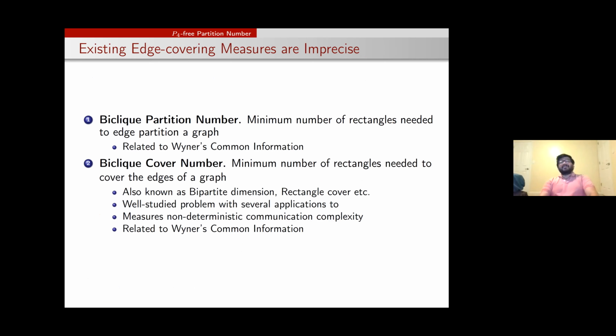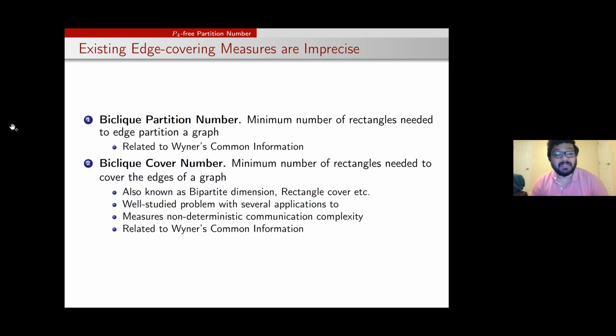There are edge covering measures that are similar to what we have proposed, but all of these are significantly imprecise. I want to bring to notice the first quantity that we are looking at, the biclique partition number. This is the minimum number of rectangles needed to partition the edges of a bipartite graph. And this is actually closely related to Wiener's common information. That's why I said our object is closest in essence to Wiener's common information.